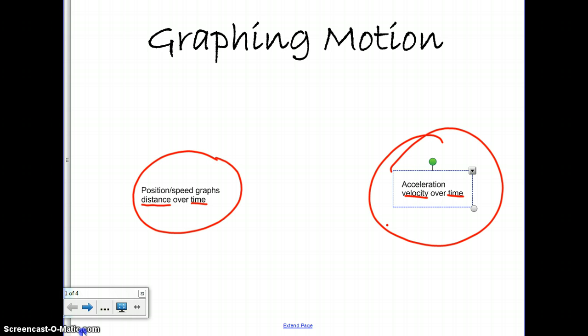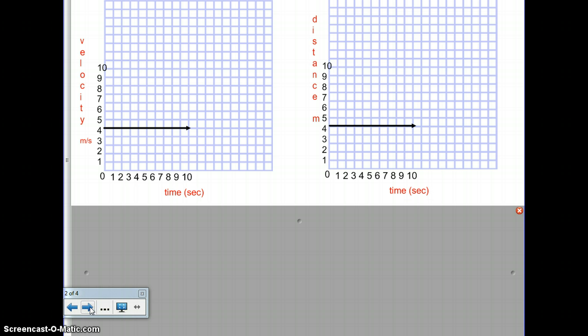Let's look at a couple of examples here. If you look at the graph on the left, it deals with velocity over time, and the graph on the right deals with distance over time. We're going to start with the one on the right because that is the most simple one to deal with. Here we have a line that's been graphed at 0, 4, 1, 4, 2, 4, etc.